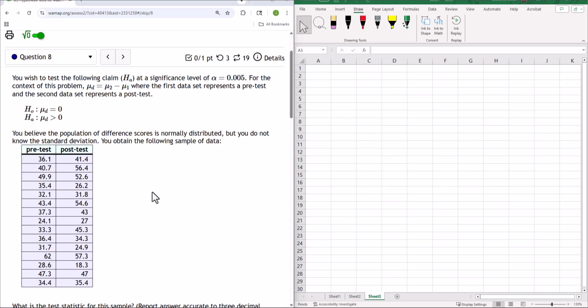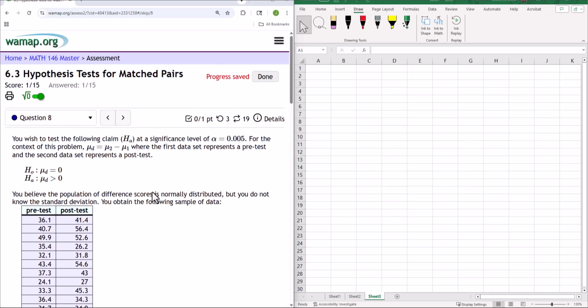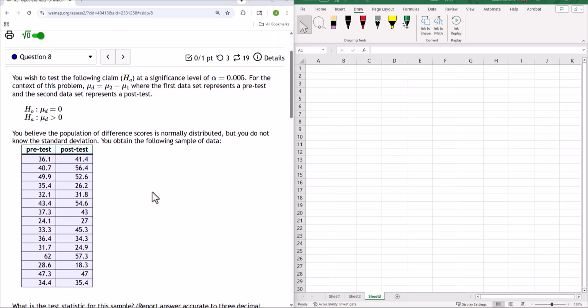All right, we're back again with section 6.3, doing hypothesis tests for matched pairs. And I just thought I'd run through another example in which we have data sets given to us. So, you wish to test the following claim at a significance level of alpha equals 0.005, or 5 thousandths.